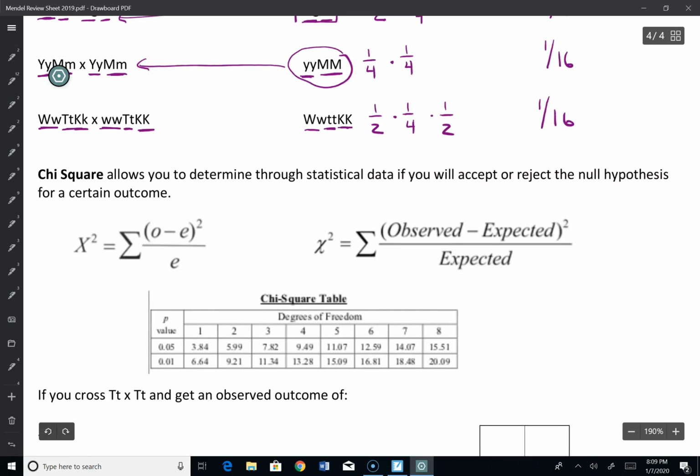And finally, there will be one chi-square question on your test. And here's what we got. In any chi-square, there's a couple of things we need to know. First off, that square right there, you don't have to square anything. So don't square anything with that. It's just called chi-square. Don't be fooled on that.